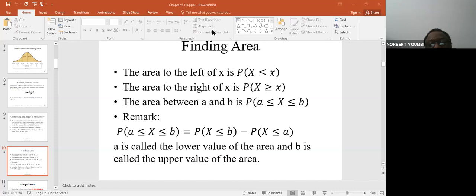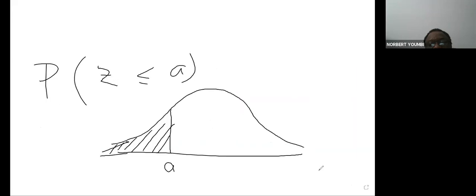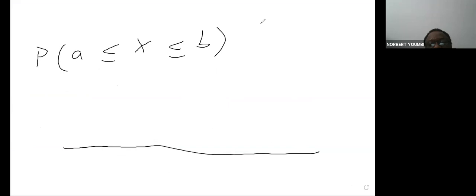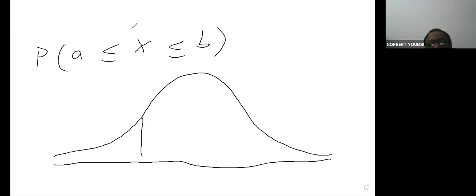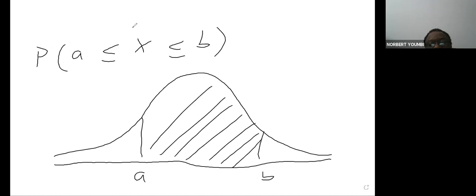Let me go back to the whiteboard to explain this again. Suppose we want the probability that A is less than or equal to X, less than or equal to B. That can be represented on the whiteboard. This is a normal distribution. Let's say here is A and here is B. This probability is the area between A and B.